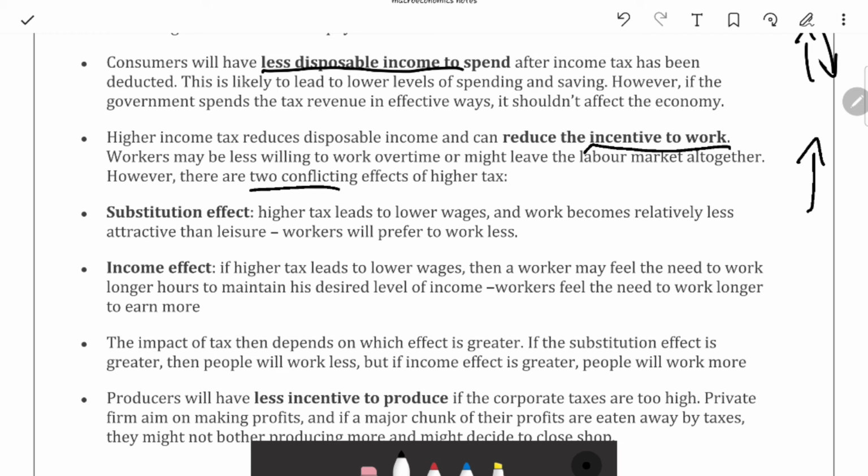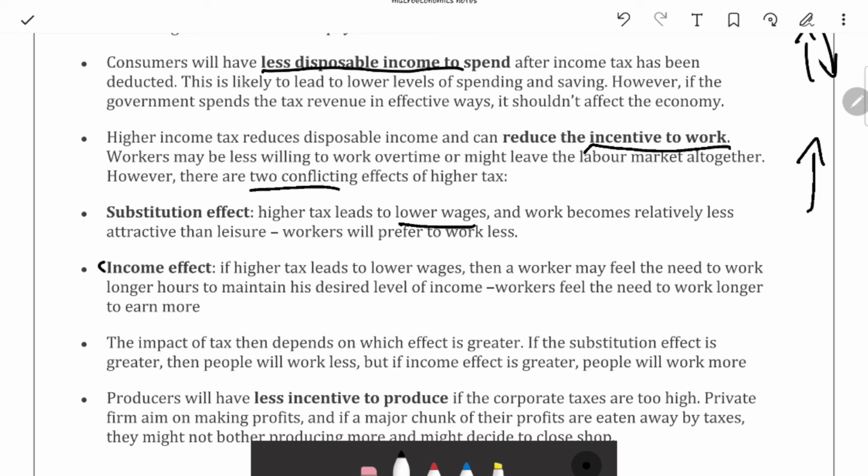Then we have the substitution effect. When there is higher tax, there will be what? Lower wages, remember? And therefore work will become relatively less attractive. Then workers will prefer leisure and work less. Some people work because they like to, but now if there's so much burden, they will feel like there's no point of working. There's such low wages, there's no point of working.